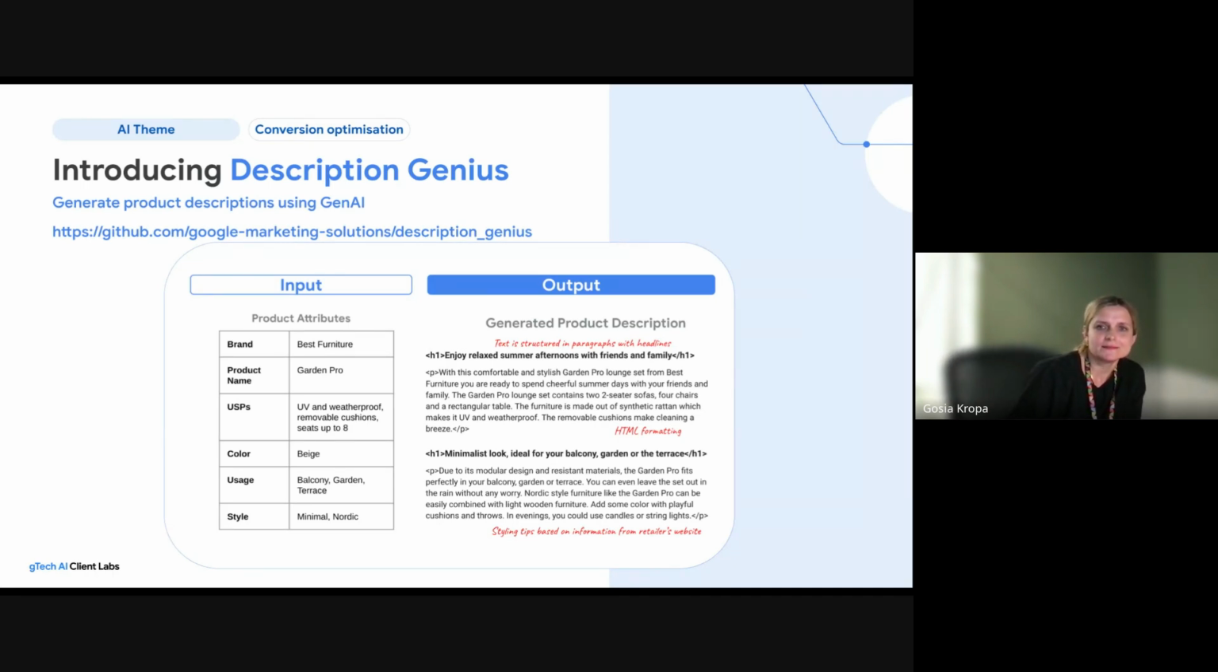Finally, we all know how important user experience on the website is. We don't want the potential customer to click away without converting. That's where Description Genius comes in. The tool generates captivating product descriptions based on product features and any additional sources of information you may have. For example, care instructions if you sell clothes.